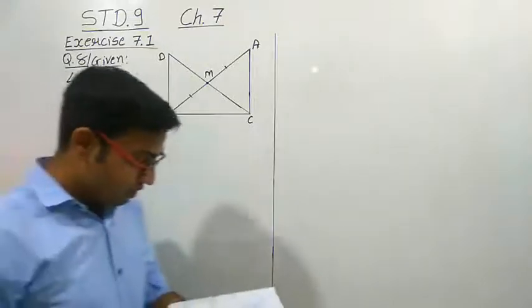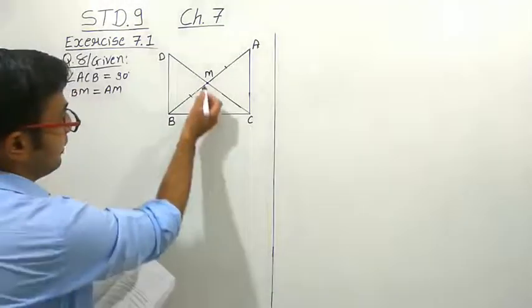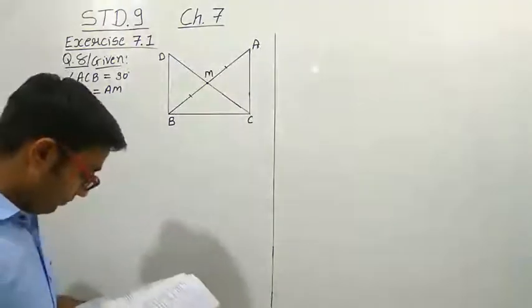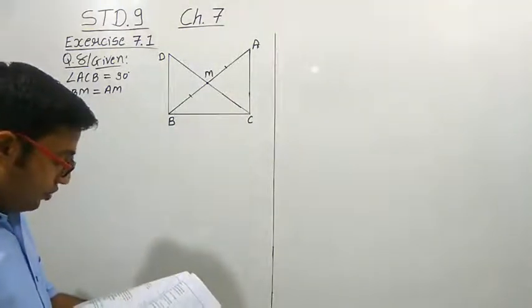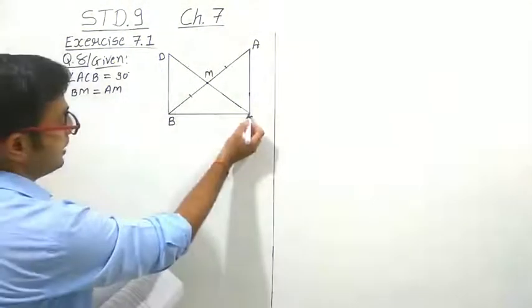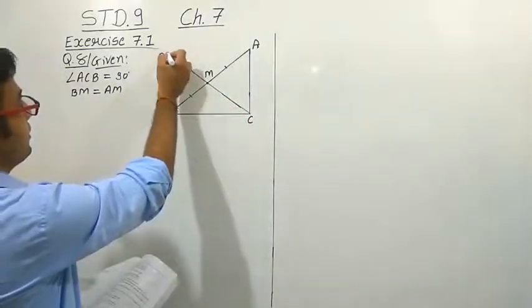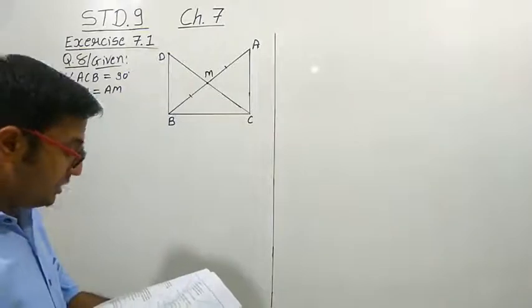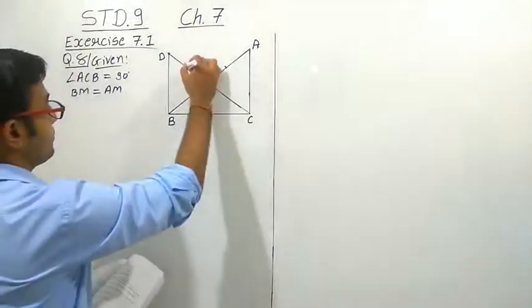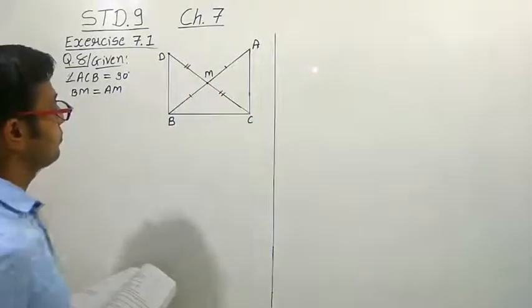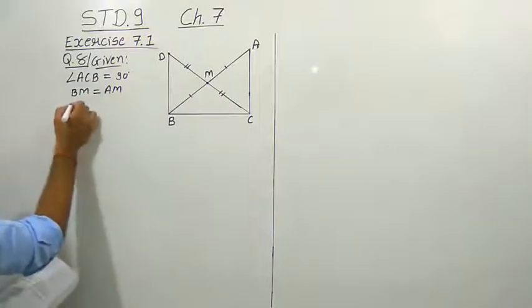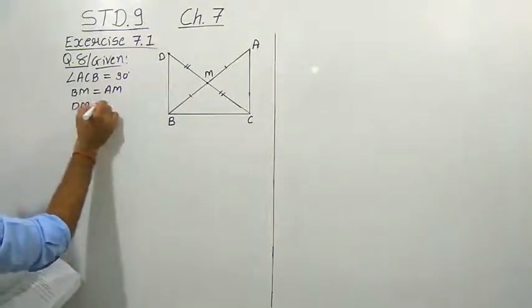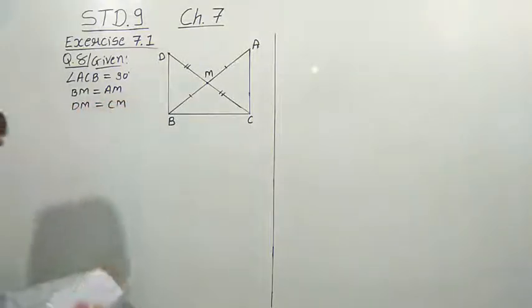Okay, now C is joined to M. When we join C and M and produce it up to point D, such that DM is equal to CM. See, this portion also becomes equal to this portion. So here also it is given that DM and CM are equal to one another.